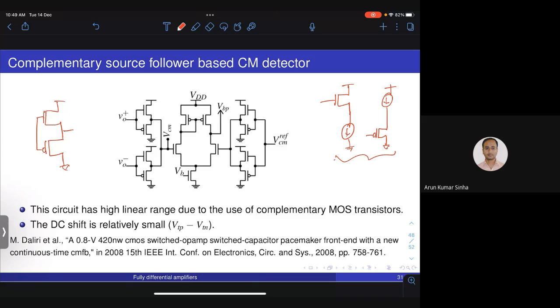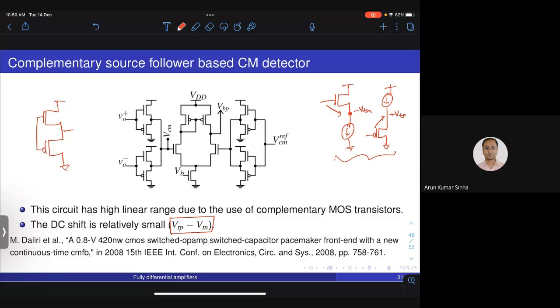Okay, this circuit, what will be the DC shift in this case? In this case, there will be a DC shift of minus VTH. In this case, there will be a DC shift of plus VTP, right? So when you put them both together, the overall DC shift between input and output is basically only equal to the difference between VTP and VTN. Generally, processes are designed so that VTP is very close to VTN, which means that the DC shift between input and output will be very small.